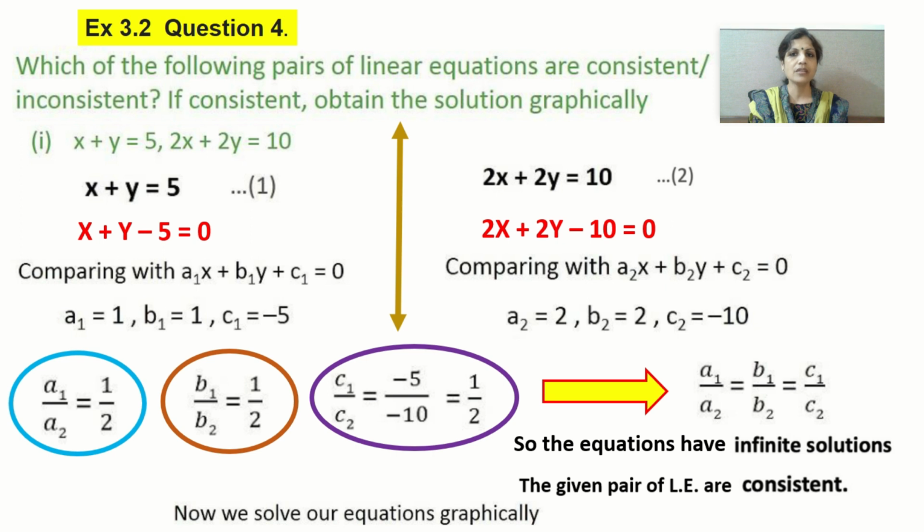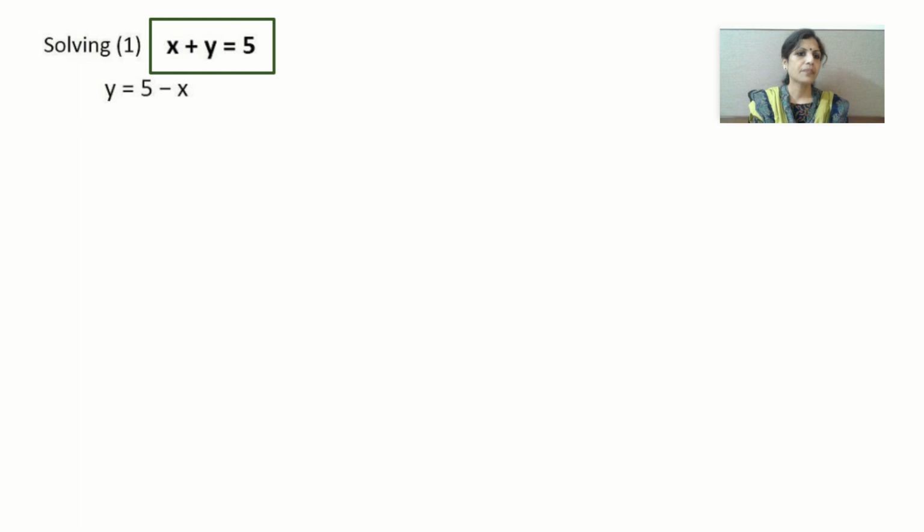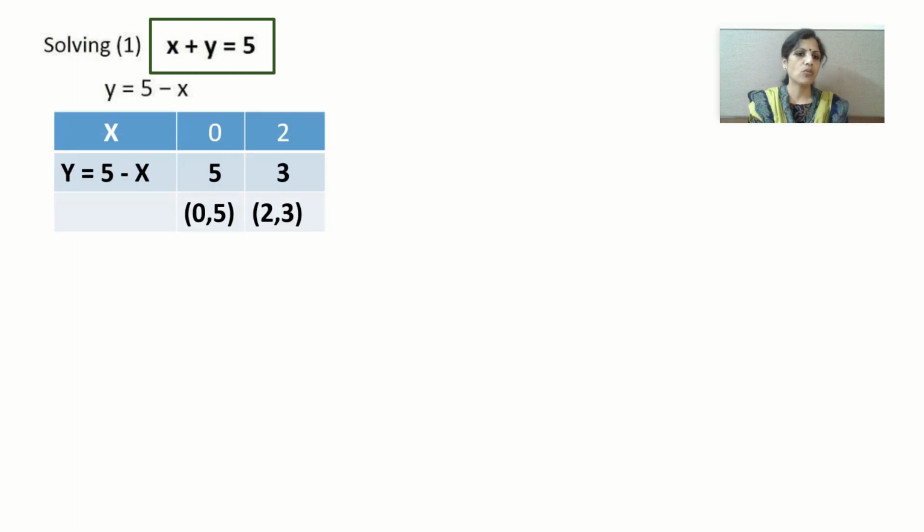So let's do that. For that, we will first consider equation 1, x plus y is equal to 5. To find out the solution graphically, we need to find out the coordinates, and for that I told you that we will try to keep y on the left hand side and rest all terms towards the right. So y is equal to 5 minus x. We will draw the table to find the coordinates. So x and y is equal to 5 minus x.